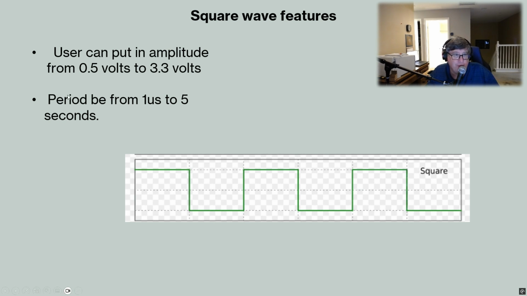Square wave features. The user must be able to put an amplitude of 0.5 volts to 3.3 volts. Not 0 volts, otherwise you don't see nothing. So that's why we said 0.5. You put 0, it's like, hey, there you go. Once again, and a period to be 1 millisecond to 5 seconds. I just made that up, but go ahead and do that.